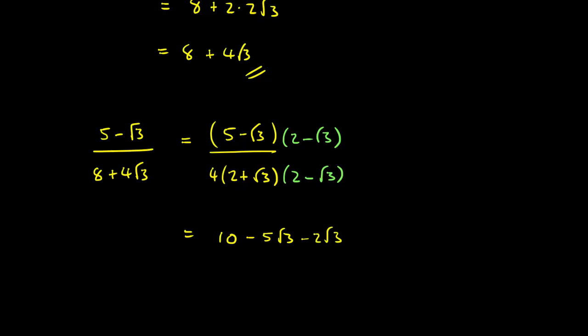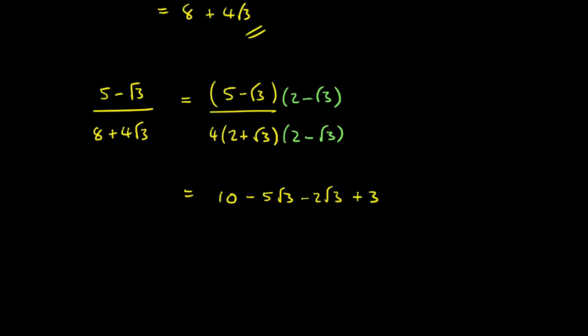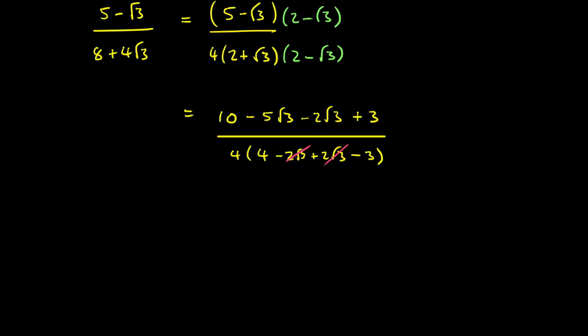And minus root 3 times minus root 3 is positive 3, right? Minus times minus is positive, and root 3 times root 3 is 3. All over, let's expand the bottom. We got 4. 2 times 2 is 4. Minus 2 root 3 plus 2 root 3, so those cancel off, right? And then minus root 3 times root 3 is minus 3. So those cancel off. And 4 minus 3 is 1.